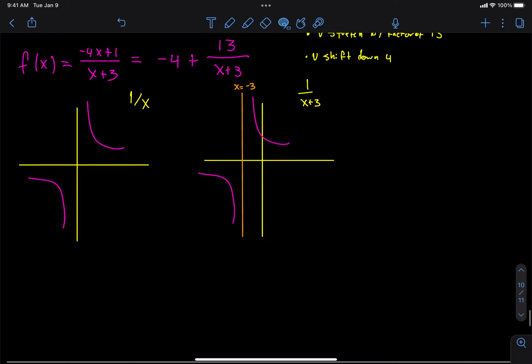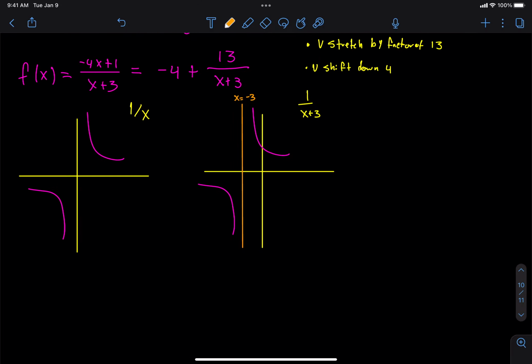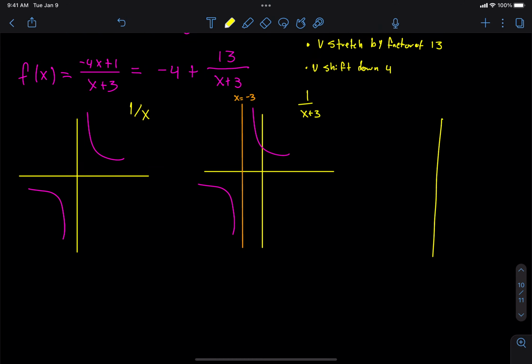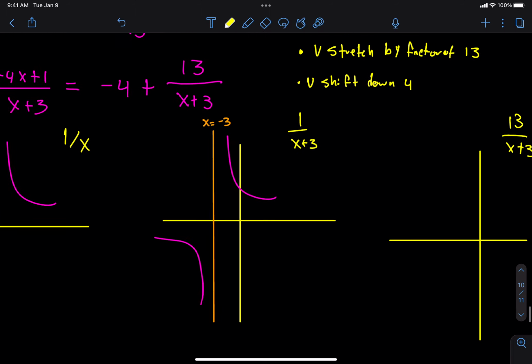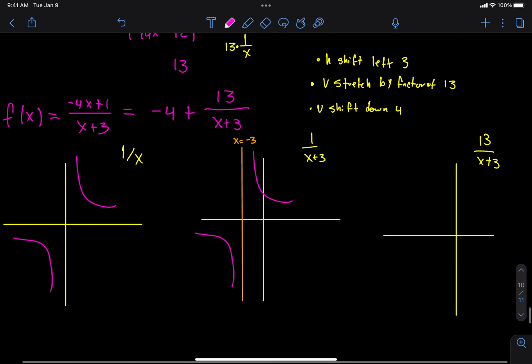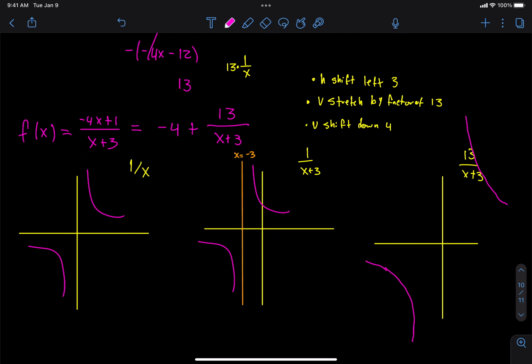Okay. Now to do the vertical stretch, what would I do? I just need to multiply the height of every single point on this graph by 13. So 13 over x plus 3 is going to look like this, but I'm going to multiply the heights by 13. So instead of having height 1, it's going to have height 13. So it's going to be more like this, okay? Something like that. In fact, I should move this even further out. Like this. Okay, so the heights get bigger faster.